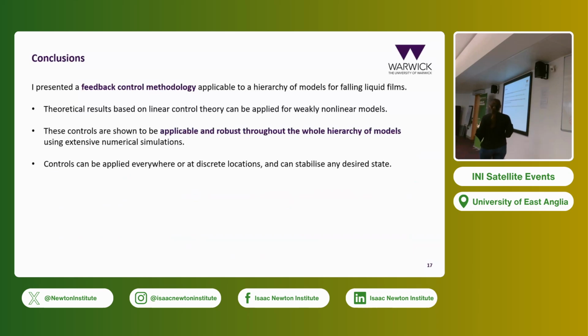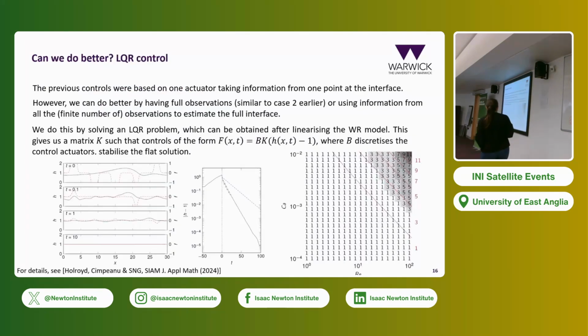We are concerned about feedback control methodology. We're assuming that we can observe the interface, which may or may not be realistic. But then we're using theoretical results that we can actually prove for very simple models that are not a good model for what we're trying to model. But then we can move these controls above throughout this hierarchy of models to get controls that work and are very robust. And actually, I should have pointed out here that these values of the Reynolds numbers are way beyond what we expect these models to be valid for.